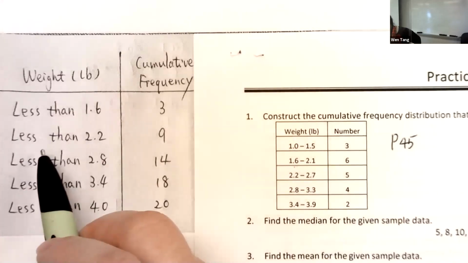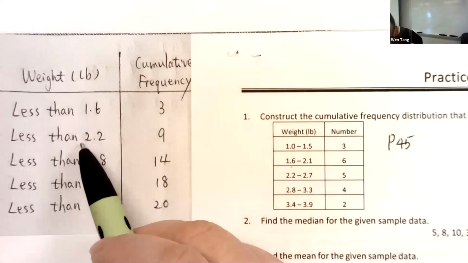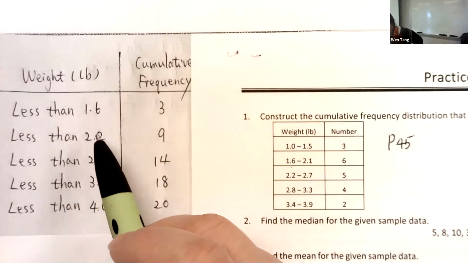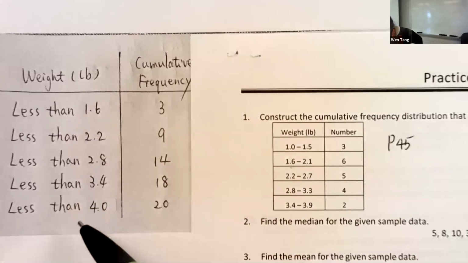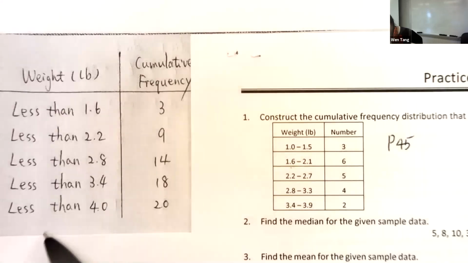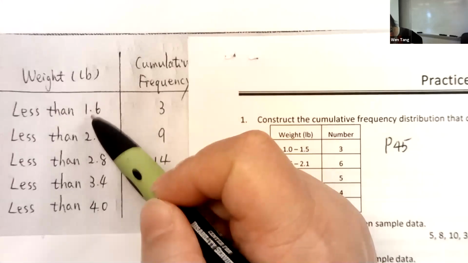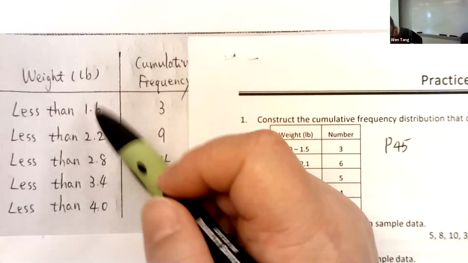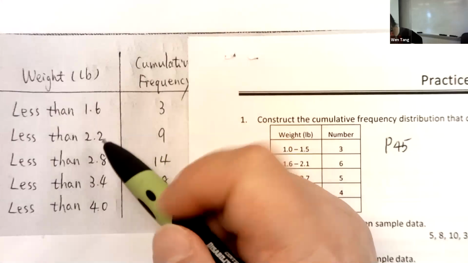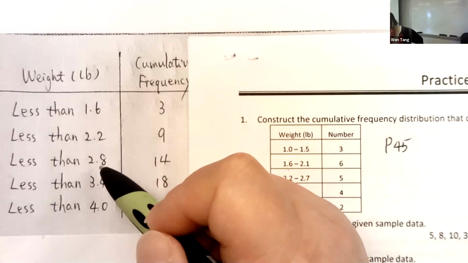Similarly, the second one will be less than 2.2 because the third one starts from 2.2. So the second category should be less than 2.2 and so on. Less than 2.6, 2.8, less than 3.4. And the last one will be less than 4.0. You see, each one has the same difference: 1.6 plus 0.6 to get 2.2, plus 0.6 to get 2.8.